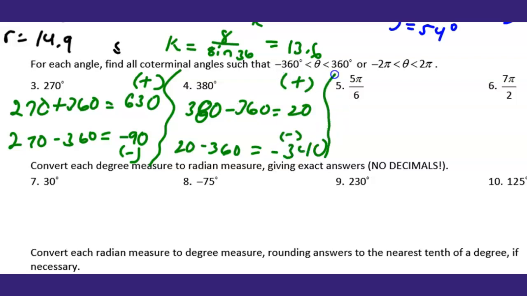For this one, 5 pi over 6, I'm going to use 2 pi. Well, you know 2 pi is equal to 360, guys. So 5 pi over 6. And also, let me mention, this is in radians, so my answer must be in radians.